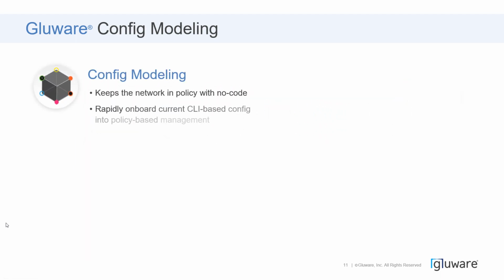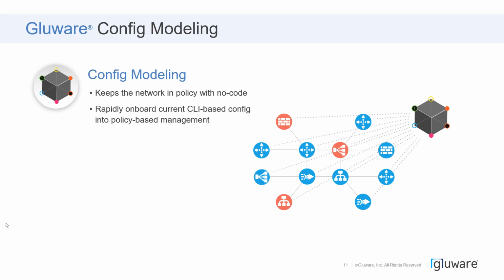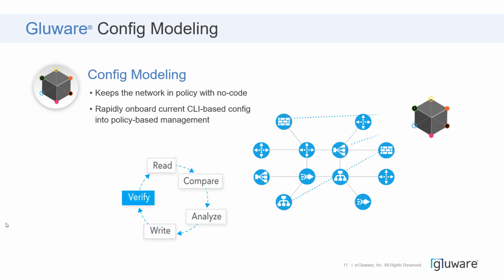Moving on to config modeling. Config modeling is Gluware's technology for automating network configuration to keep the network in policy without having to actually write scripts or code. So we like to describe Gluware as a no-code automation platform. With config modeling, we leverage the current vendor CLI. Plus, we're able to kind of poke holes in that CLI to provide variables to capture user input or to actually read in variables from the network like IP addresses or VLANs, as well as to build conditional-based policy.